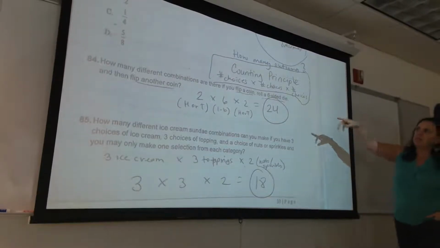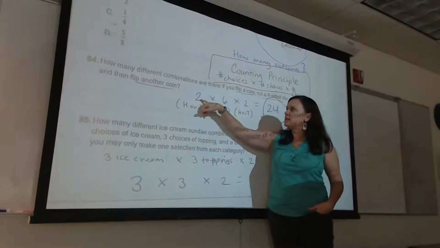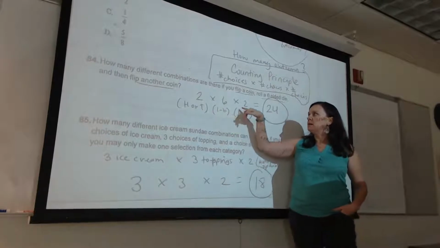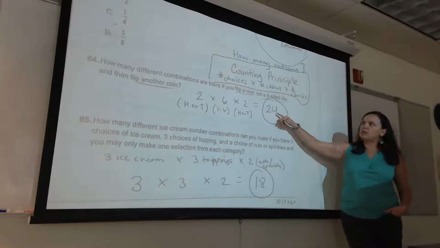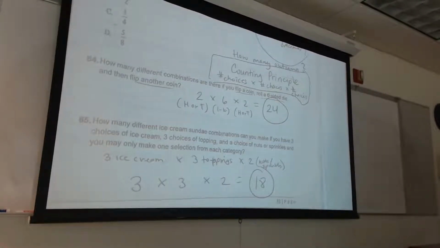Like in this example, number 84: how many different combinations are there if you flip a coin, roll a 6-sided die, and then flip another coin? There were 2 choices, heads or tails, times 6 choices, 1, 2, 3, 4, 5, 6, times 2 choices, heads or tails. So there are 24 different combinations of doing those 3 things.